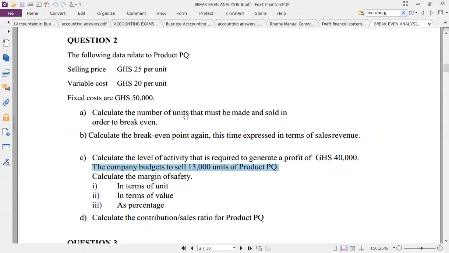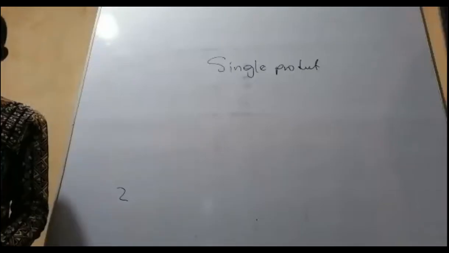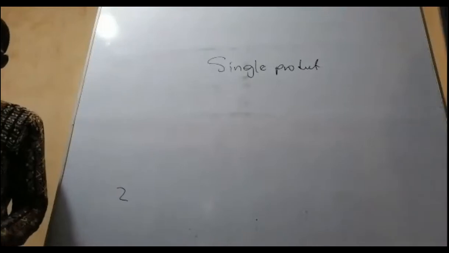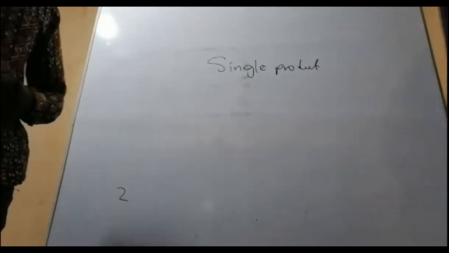The number of units that must be made and sold in order to break even. So that means production is equal to sales. That's one of the assumptions: at break even, production must be equal to sales. Now let's go straight. So what's the formula? They're asking for break-even units.